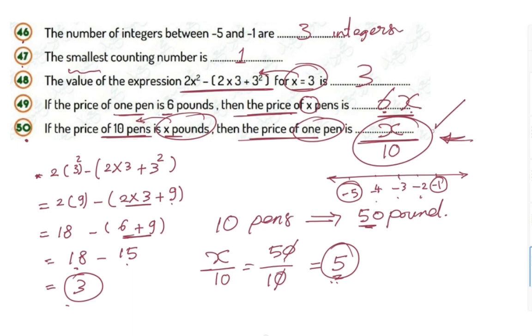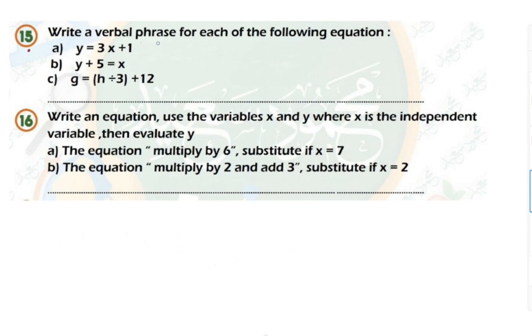Now go to the last question. Answer the following. Write a verbal phrase for each of the following equations. Look here at the first equation. You have y equals 3x plus 1. So 3x, what does that mean? 3x means 3 times x, right?